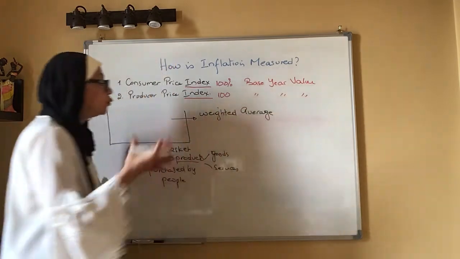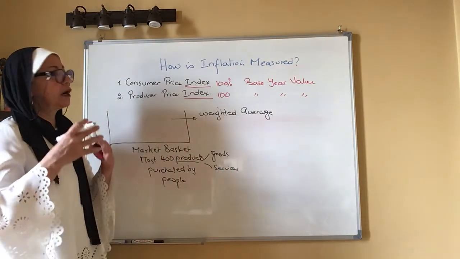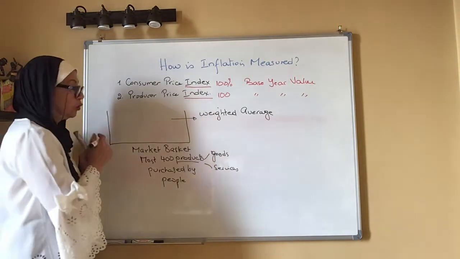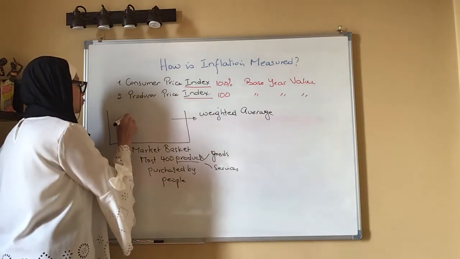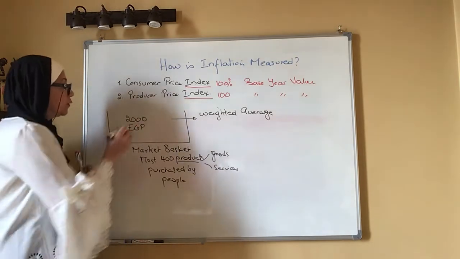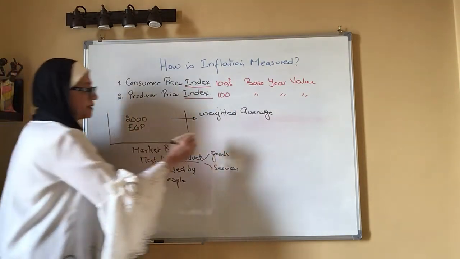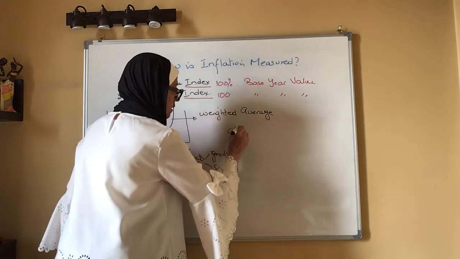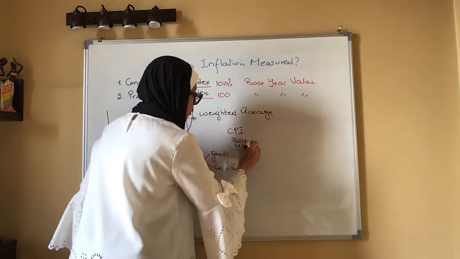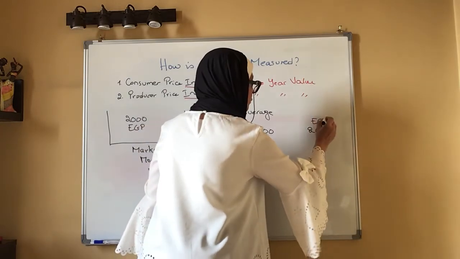We account for the weights. How much of our budget do we spend on food? How much of our budget do we spend on entertainment? And they come up with a total value, assuming it is 2,000 pounds. They consider the 2,000 pounds as the 100%. So the Consumer Price Index in the base year, which is 100, is equivalent to 2,000 Egyptian pounds.